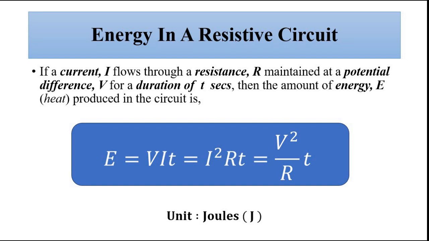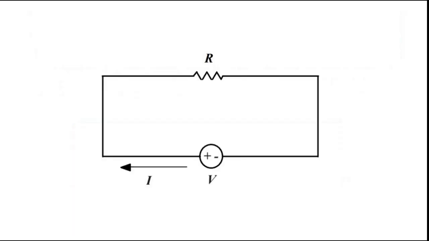Okay, so now we'll be discussing the two most important concepts related to whether it is a resistive, capacitive or inductive circuit from the point of view of power systems engineering, that is energy and power. So for a resistive circuit which involves only a resistor R connected to a voltage source V, here it is DC, we'll be discussing AC later on. So the current flowing is I.